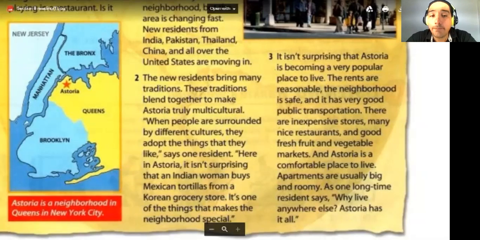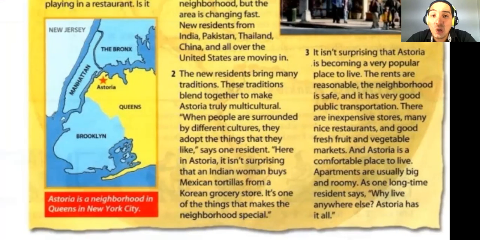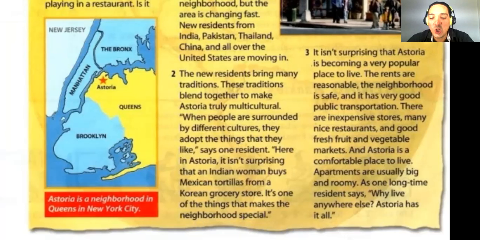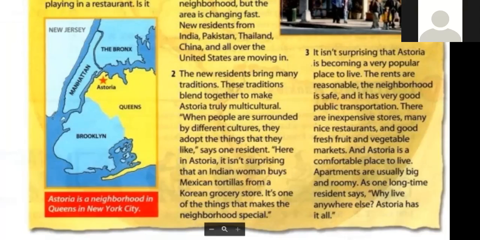Apartments are usually big and roomy. As one longtime resident says, why live anywhere else? Astoria has it all. Okay, Astoria is a neighborhood in Queens.